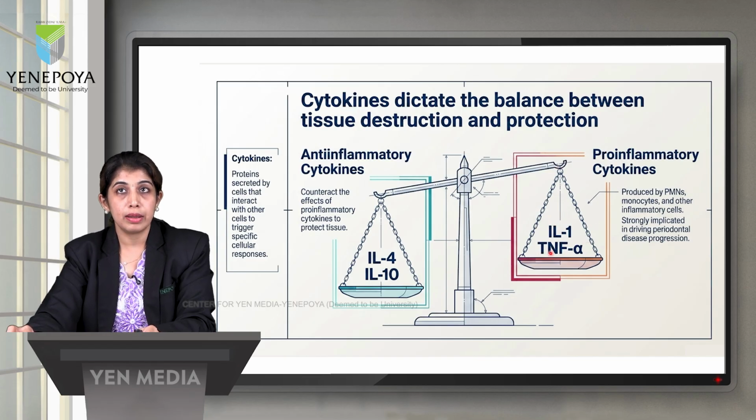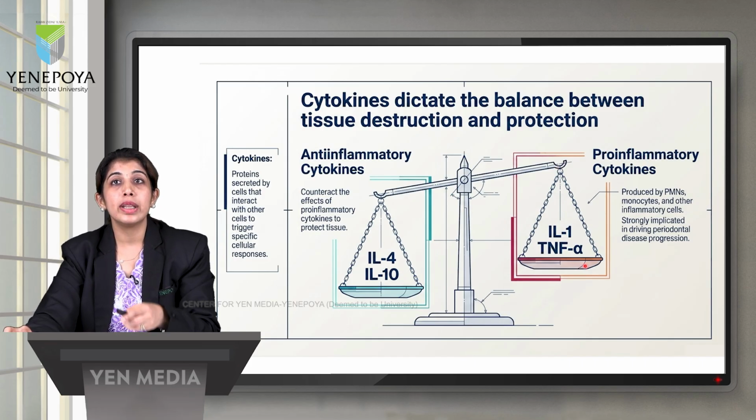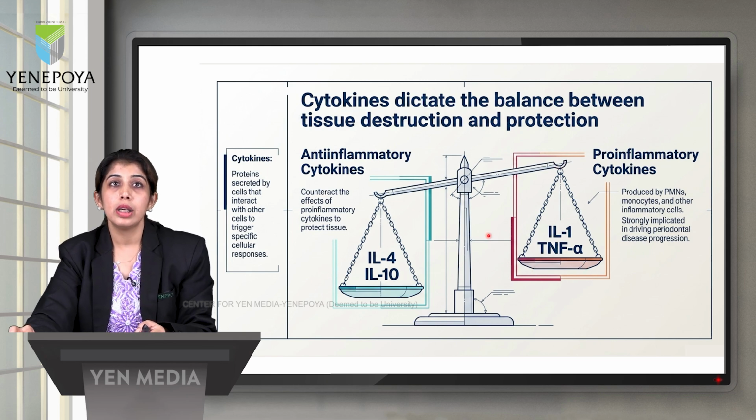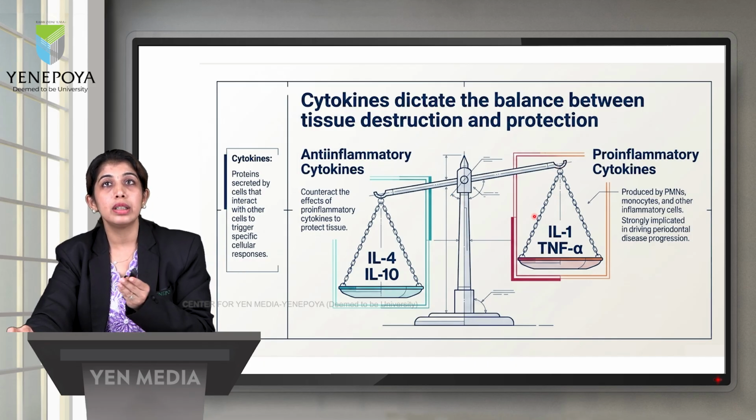What these do is cause inflammation. At the same point, there are anti-inflammatory cytokines also, which when released will counteract or balance out the action of pro-inflammatory cytokines. When periodontal disease progression happens, there is a tip. Your anti-inflammatory cytokines are reduced and your pro-inflammatory cytokines are increased, causing tissue destruction.